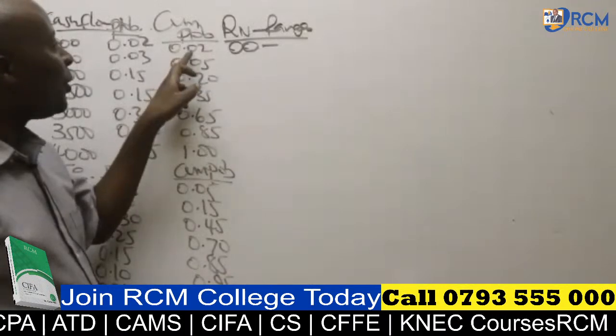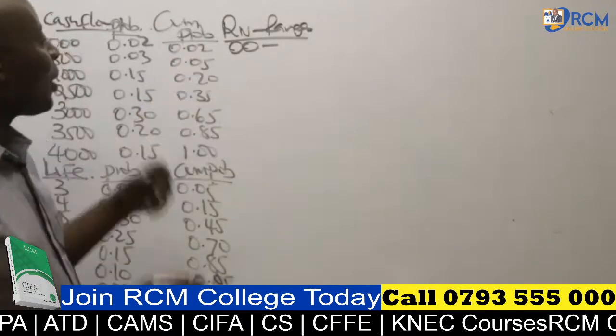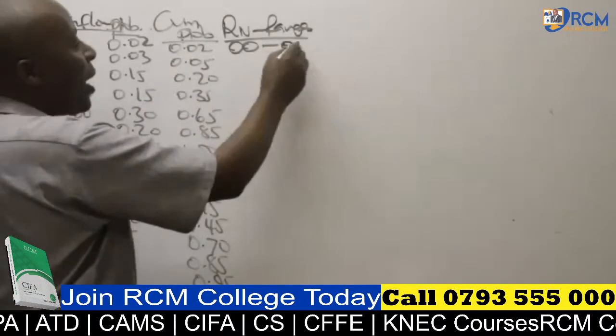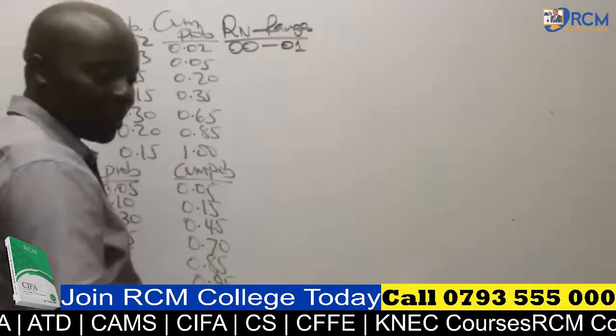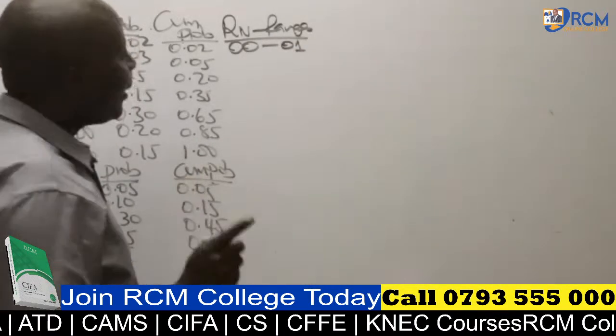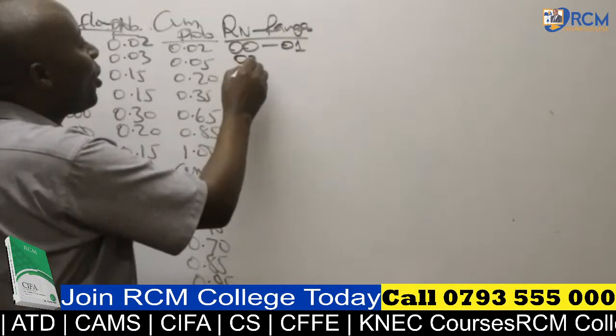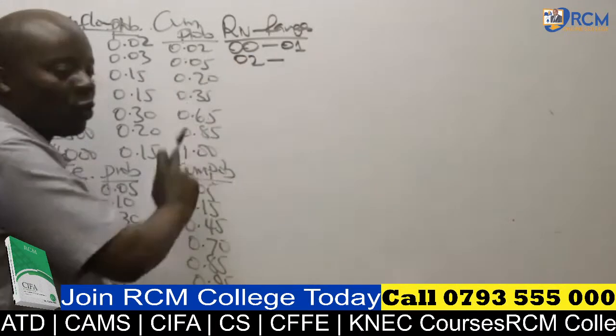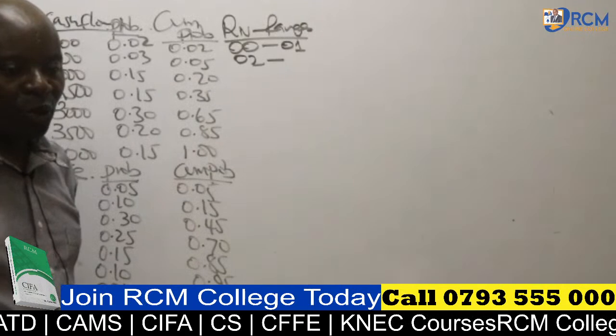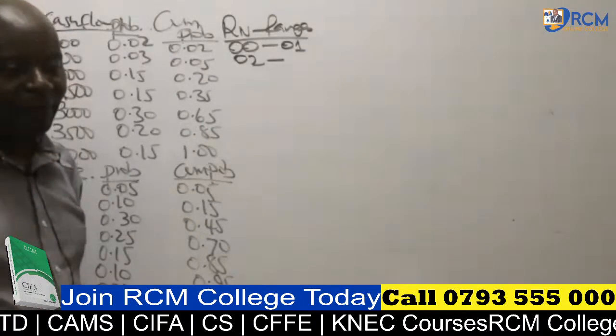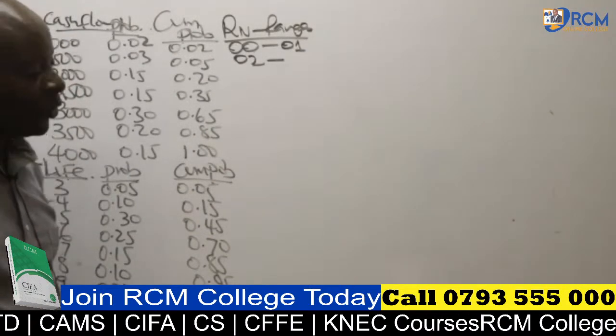Because if I remove the decimal, this will read as 02. So 02 minus 1 gives me 01. They have to be 2 digits throughout. You can't just write 1 there. The next class then will be 02 to what? 04. Thank you very much.